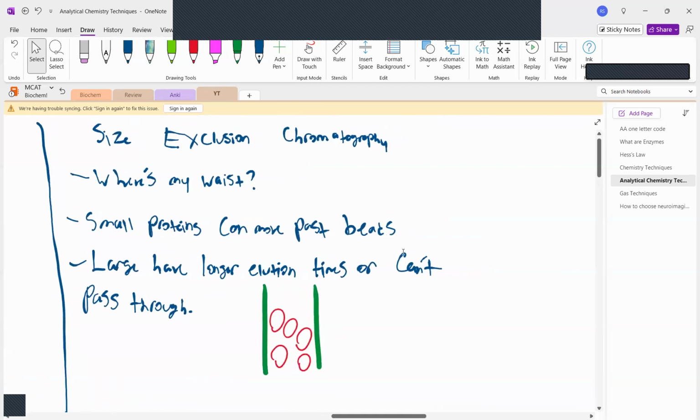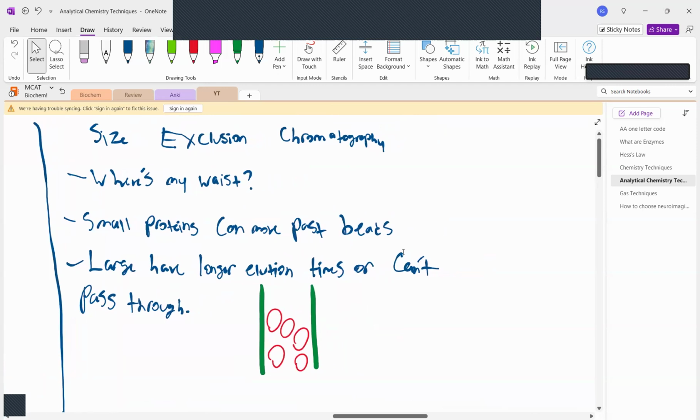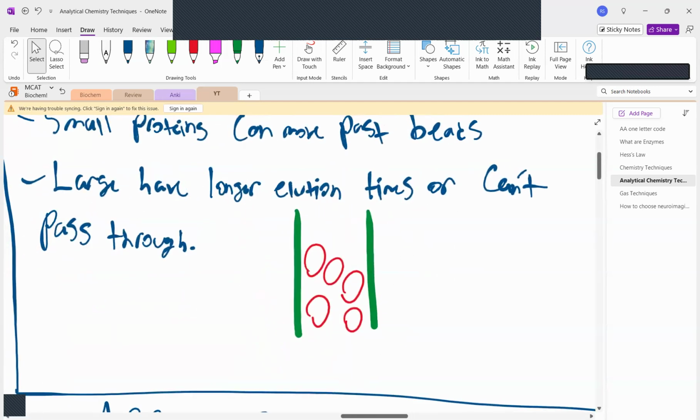Okay, so now we're gonna change gears, since that's kind of all I have to say on bonding. We're gonna talk about size exclusion chromatography. I like to think of size exclusion like "where's my waist?" It's like the Bella Hadid meme, where she can just pass through the beads since she has such a small waist. She won't get trapped in between the beads. So small proteins can go past. Large proteins take longer elution times because they can't move past these resin beads, since they are too thick.